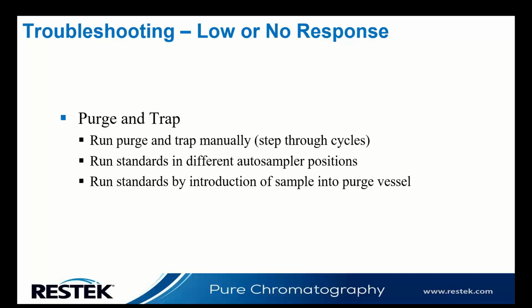So we have low or no response. We're troubleshooting the purge and trap. We can run that through. It's nice to be able to step through those cycles, and so therefore you can isolate things from there. And if it's on the auto sampler, there are times where you'll have one position, depending upon what type of auto sampler you have. And then we can do a direct run if you've got a two-part system, like if you had the concentrator and then the auto sampler attached to that, then you could separate the two and troubleshoot those.